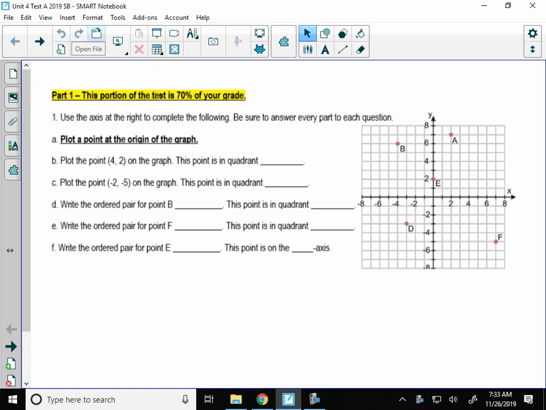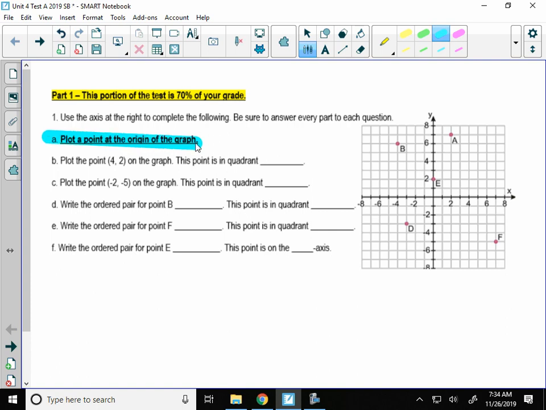All right, this video is for part one, number 1 of your test. As you're going through this, you need to make corrections on the blank test that I gave you. So the first one says, use the axis at the right to complete the following. Be sure to answer every part of the question. Now, when I say that, I think some of you think the words are decoration. Part A, a lot of people missed because they didn't do it.